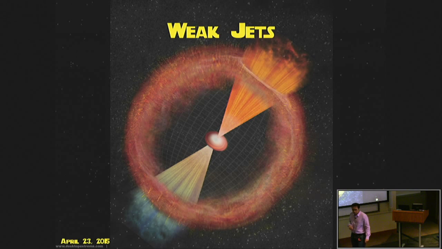And so one possible way of doing that is a jet which is either not very focused, like the last one, and barely makes out of the star's envelope, and it is poisoned by baryons, it's not tightly focused, and it doesn't go very far outside the star. It's a puny jet which just barely makes out of the star. So there should be many of these.